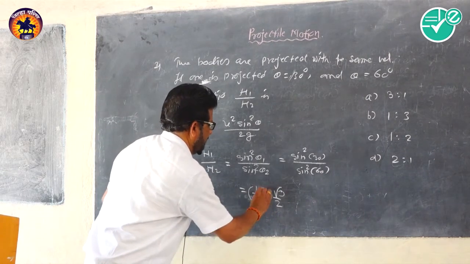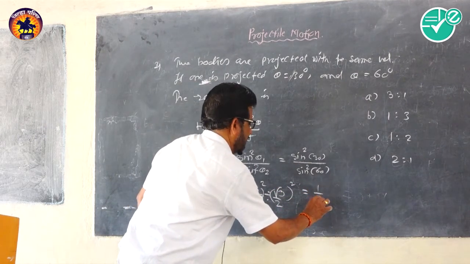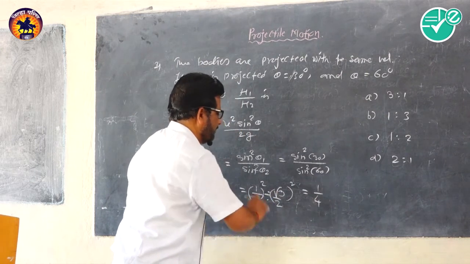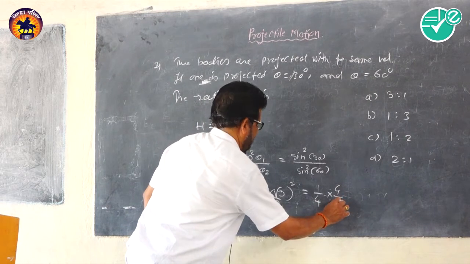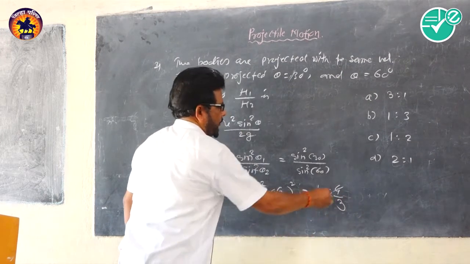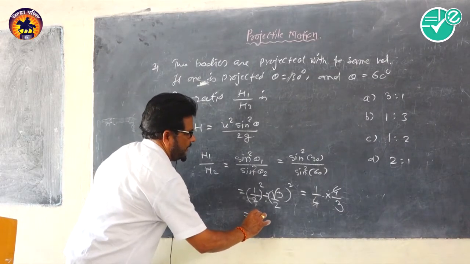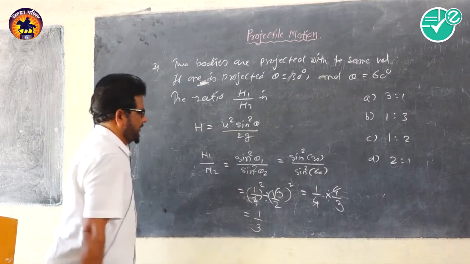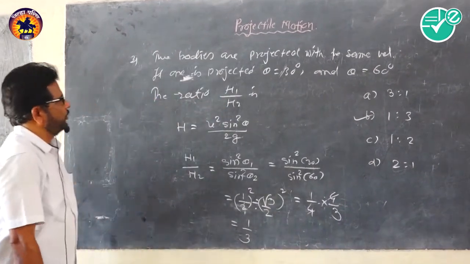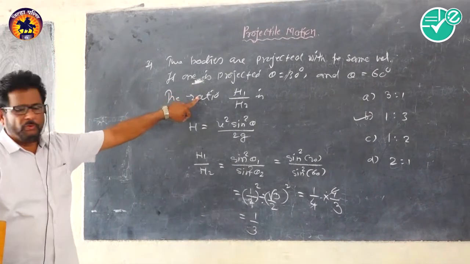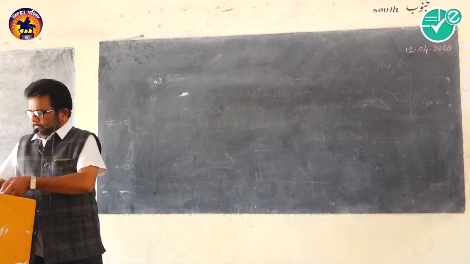Or simply, it becomes 1 by 4 divided by 3 by 4, which means multiplied by 4 upon 3. The 4 cancels. So we get the answer 1 upon 3, that is 1:3, which is the correct option. So the ratio of their heights is 1:3. Next problem.